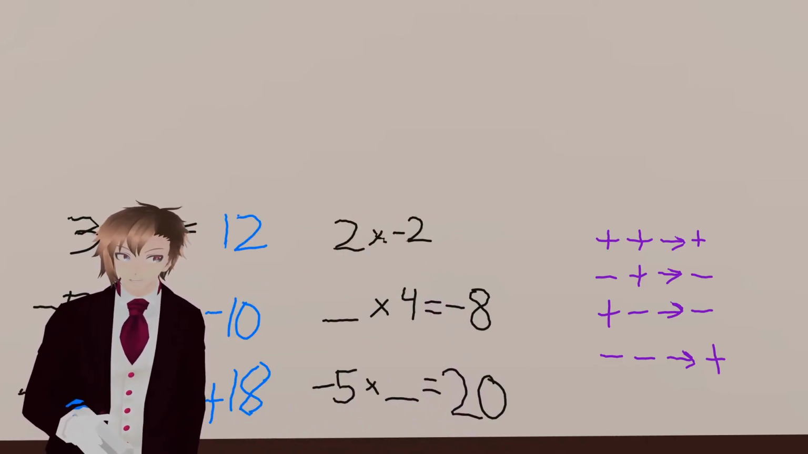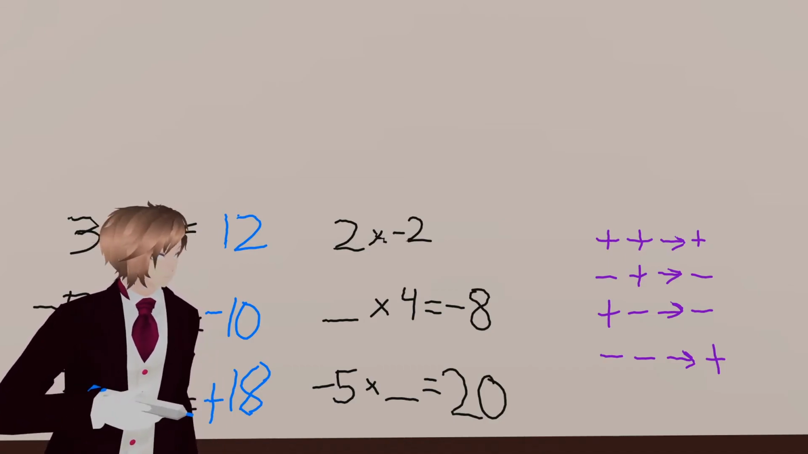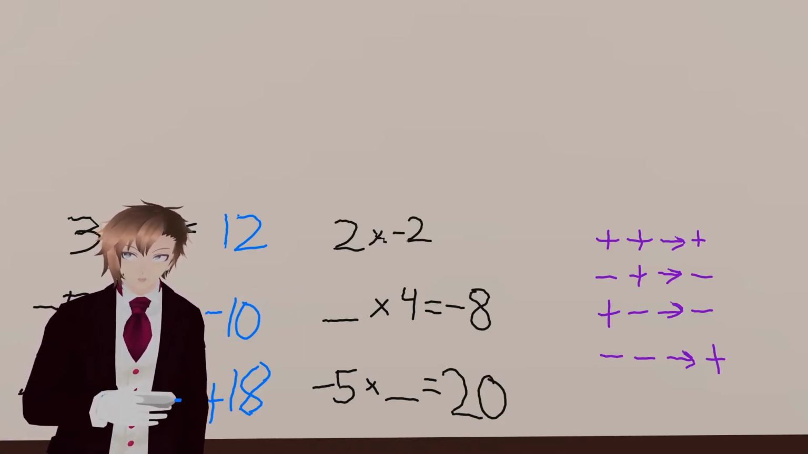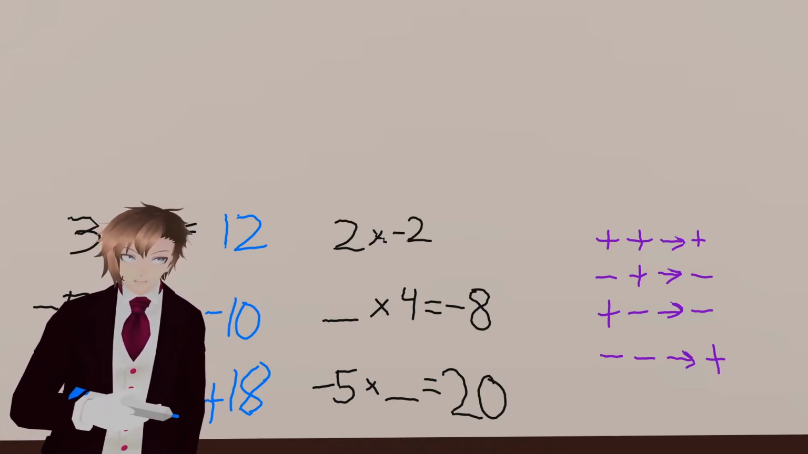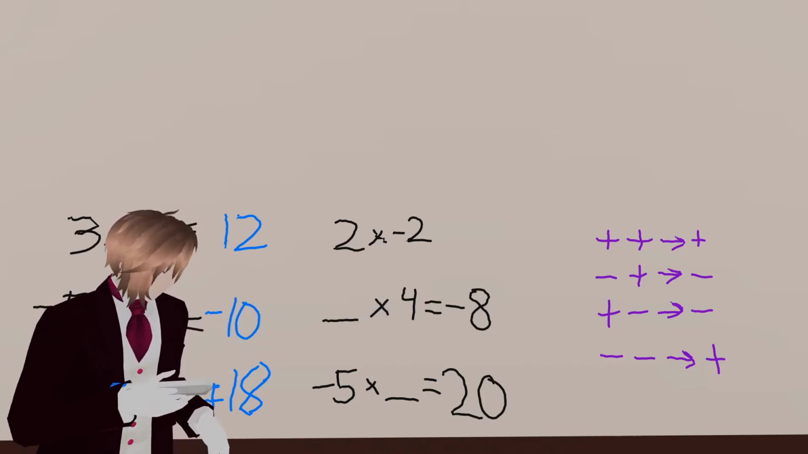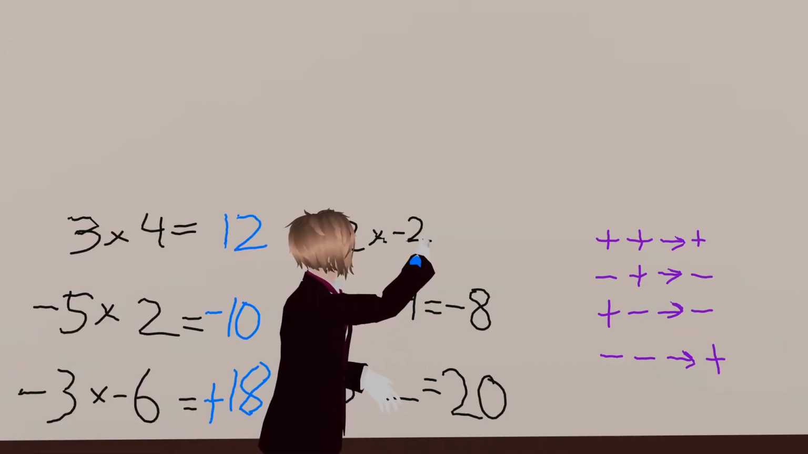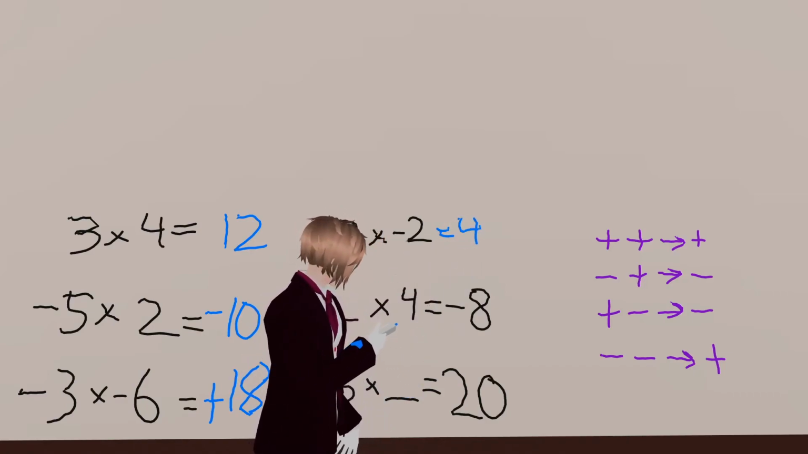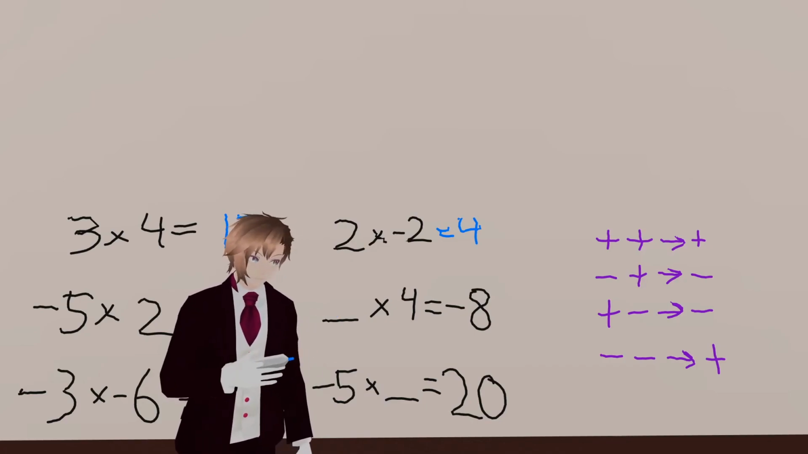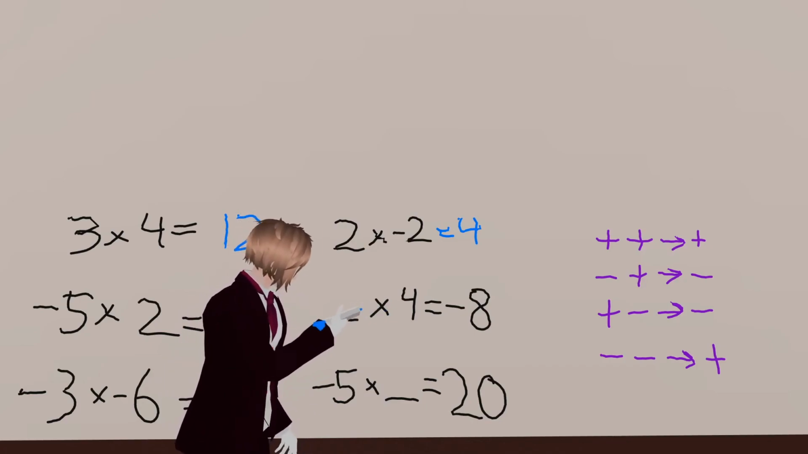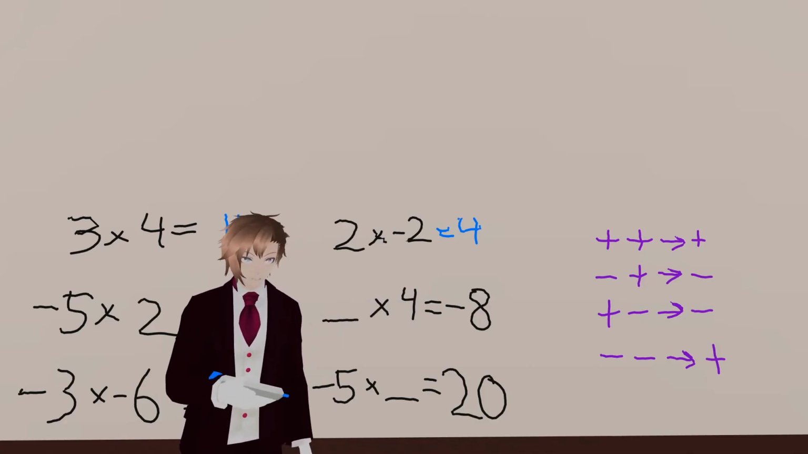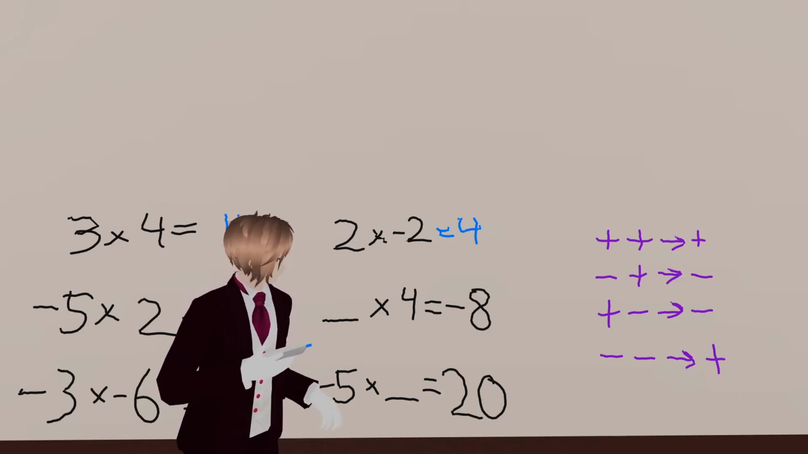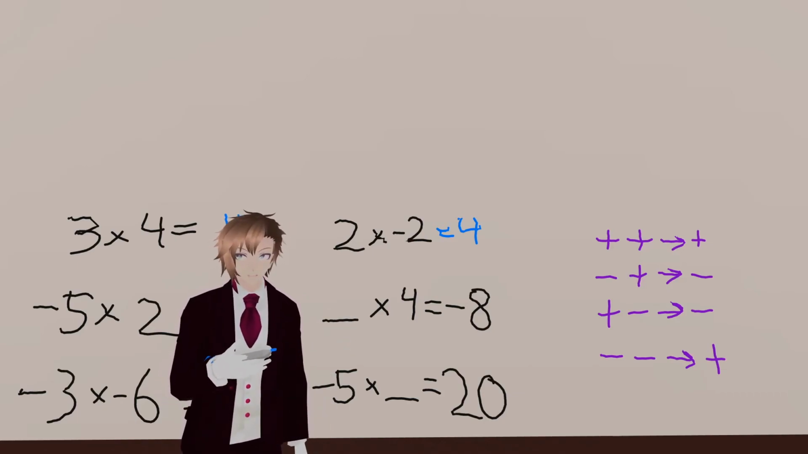We have 2 times -2. The 2 times -2 will be a negative number, just like what's over there. And 2 times 2 is 4. Now here we have a blank to fill in. We have something times 4 is -8. So here we have a positive number. So that means that this one here is going to have to be a negative number.